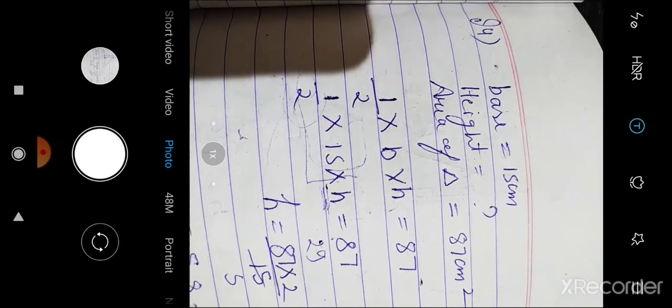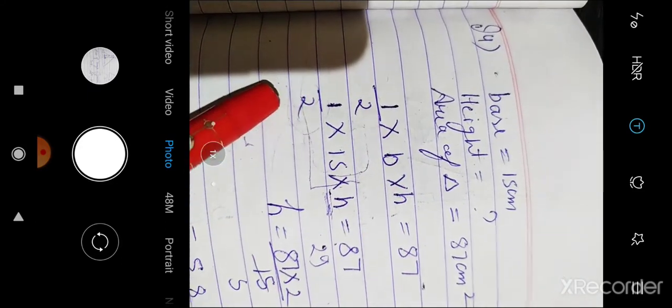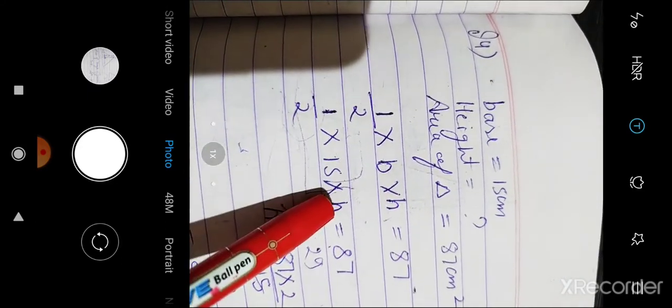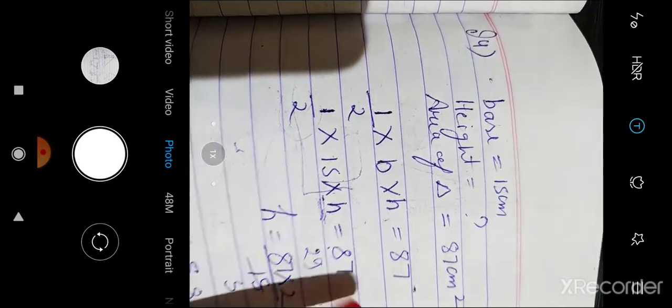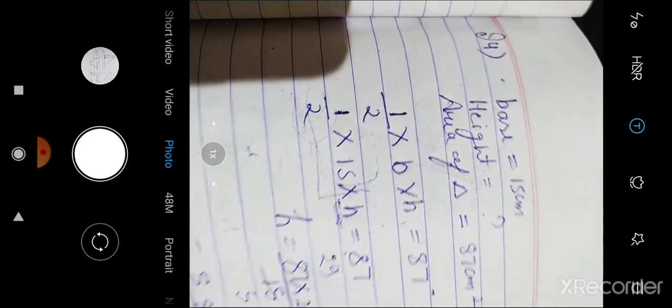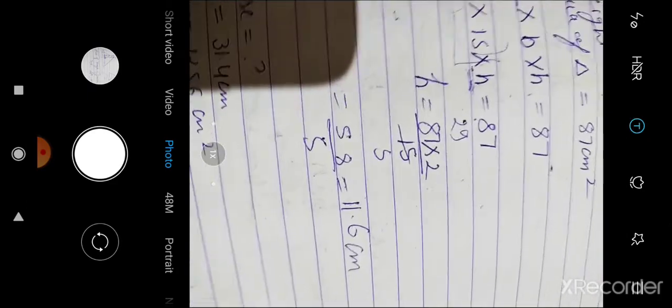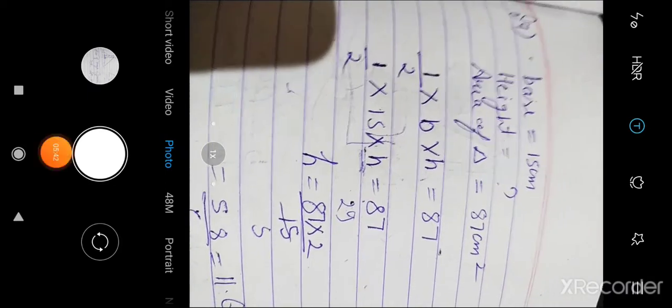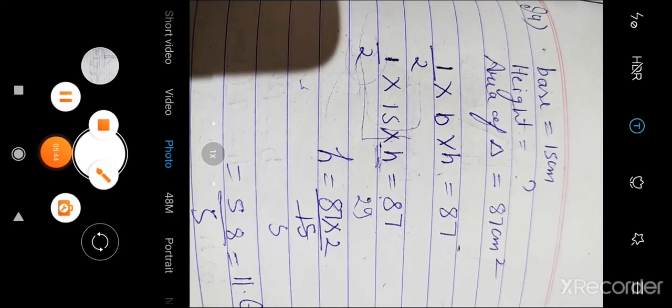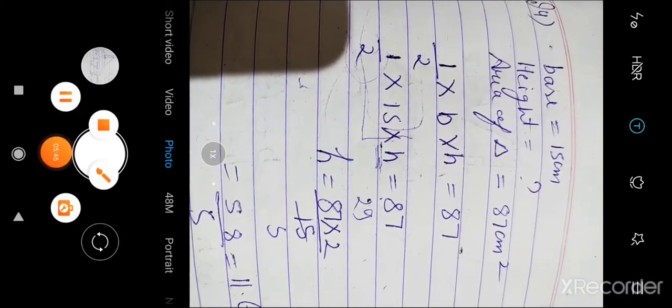After substituting all the values, we have 1 upon 2 multiplied by 15 multiplied by height is equal to 87. From here we can easily calculate value of height, and it is 11.6 centimeter. So in the same manner you can solve remaining part of the fourth question. Now we are going to solve next question.